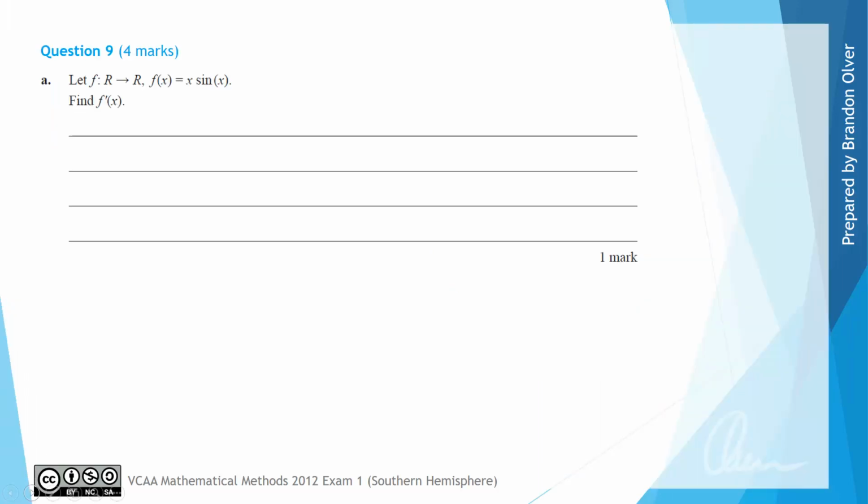For part A, we're asked to let the function with a domain of R have the rule f of x equals x sine of x, and we are asked to find the derivative f dashed of x. Inspecting this function, we can see that it's two functions multiplied together, so we're going to use the product rule. To help apply it, we let u equal x, which is one of the functions multiplied, and v equals sine of x, which is the other.